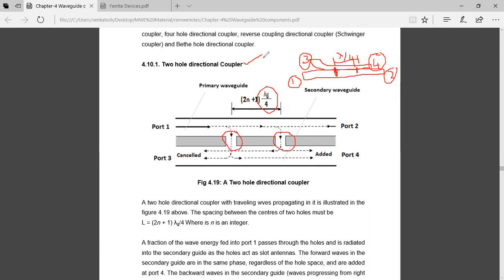Now let me proceed to the working functionality. First, let me consider port 1 as an input port. The energy enters straight away into port 2. The signal will enter port 3, and there is also a possibility that it enters from port 4. I'm rubbing out this red mark so that it is clearly understood.